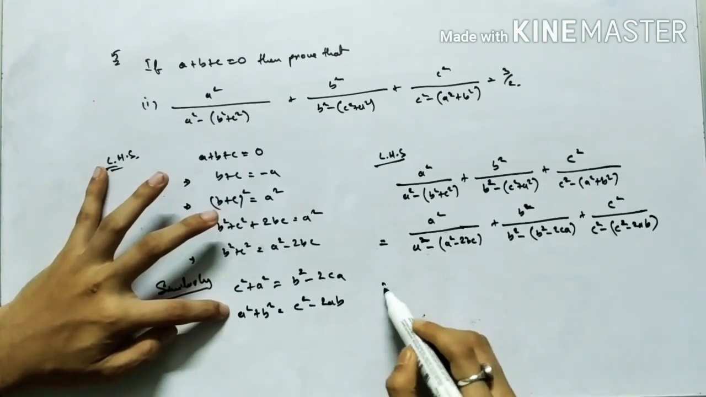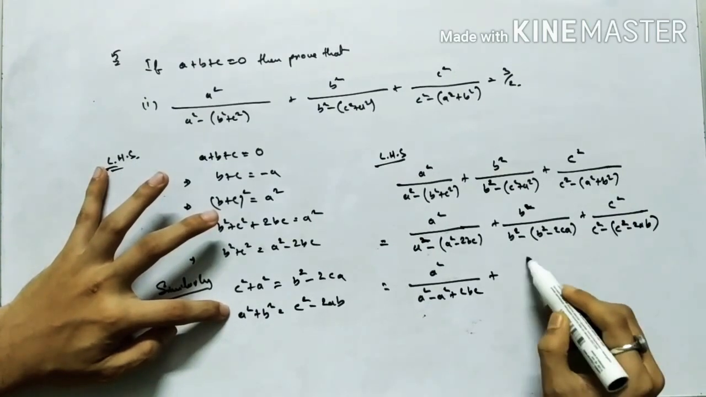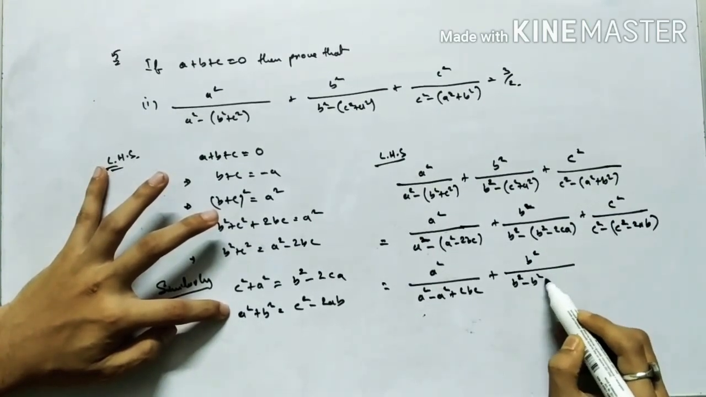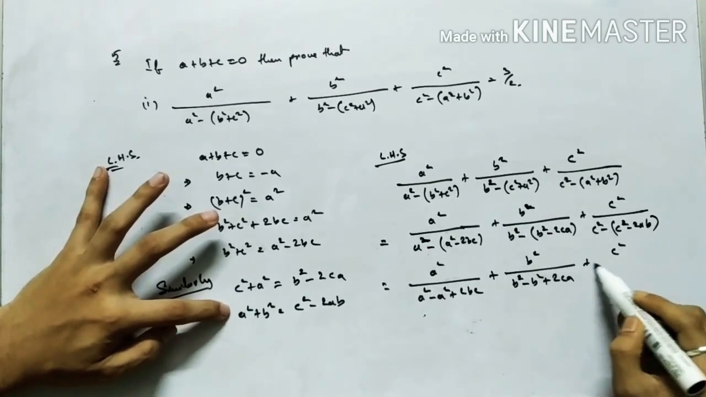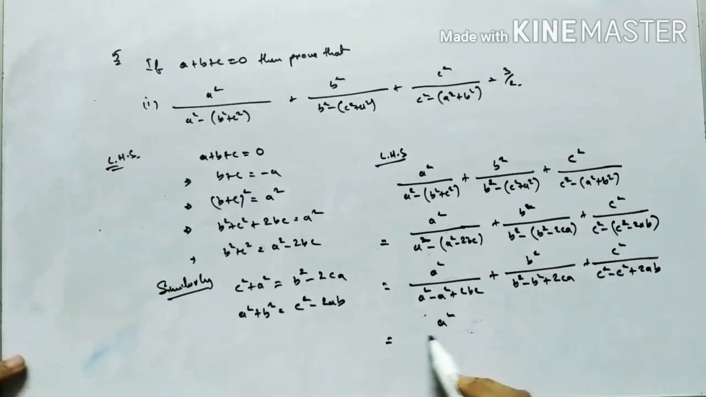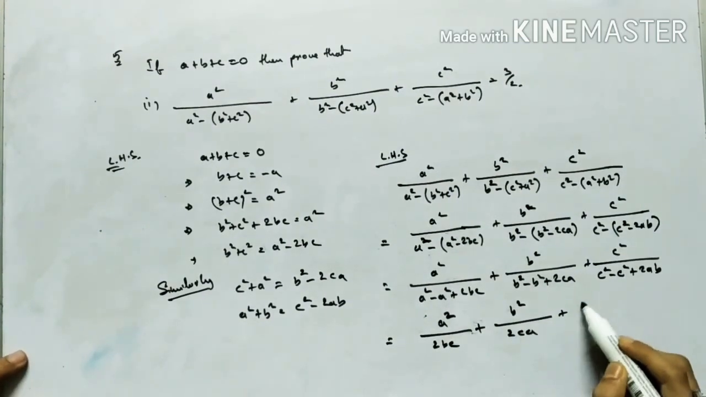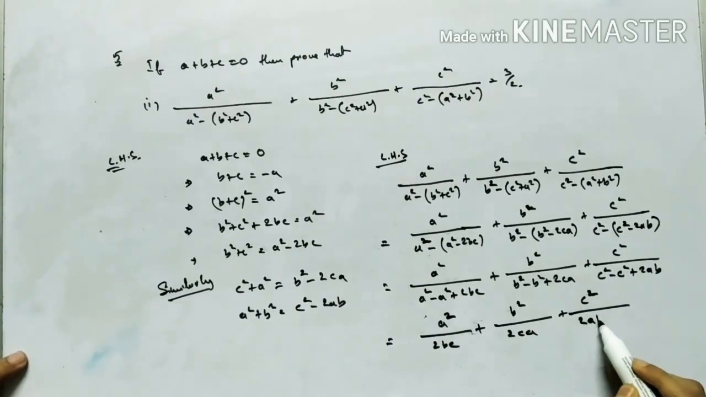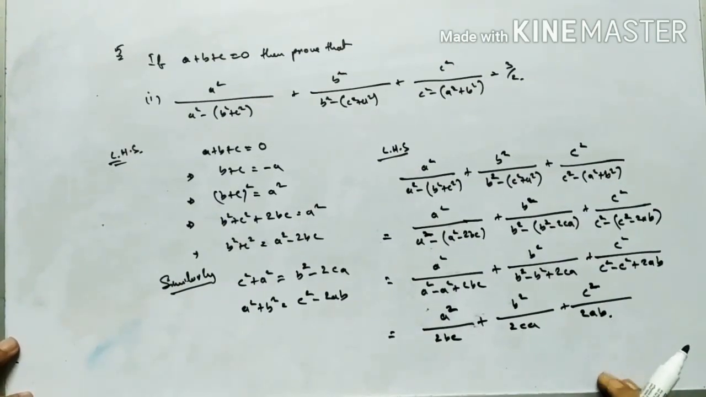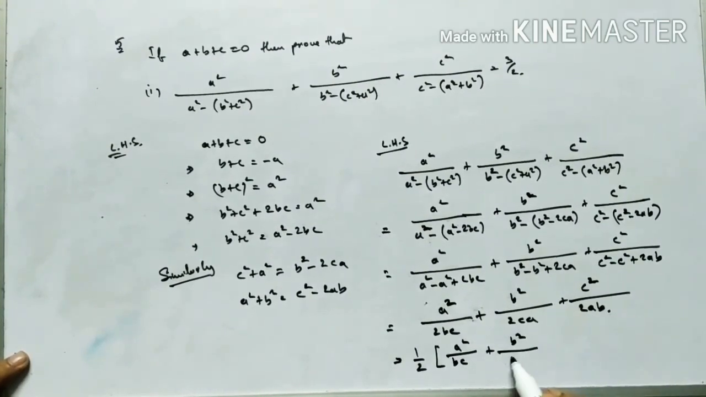twice ab. So this is equal to a square by a square minus a square plus twice bc, plus b square by b square minus b square plus twice ca, plus c square by c square minus c square plus twice ab. So this gives me a square by twice bc plus b square by twice ca plus c square by twice ab. Okay, so now this is equal to 1 by 2, I will take common. I will get a square by bc plus b square by ca plus c square by ab.